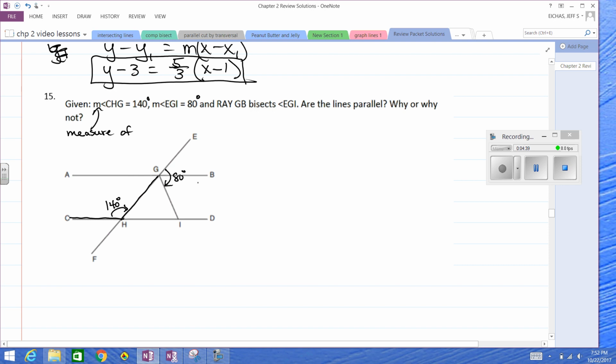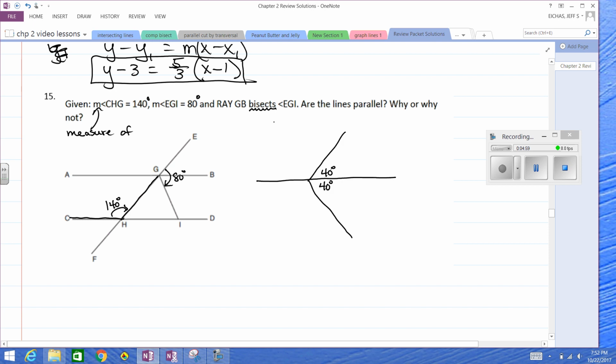Okay. And ray GB bisects angle AGI. All right, let's just separate that a little bit. Let's try to mimic that with nothing else in there, really. Okay. If that whole angle's 80 and this bisects, we should get 40 and 40. Now, don't do that all the time.